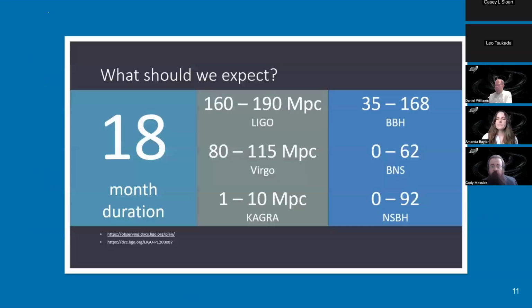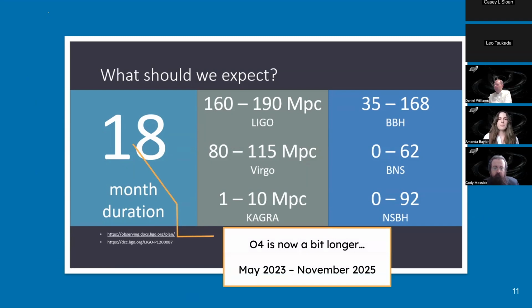Next slide, please. So what did we actually expect going into O4 in general? Well, we expected to have an 18-month duration. Next. But O4 is now a bit longer. It's actually from May 2023 to November of 2025, which is 30 months. So this was a significant increase in the duration that we spent observing.